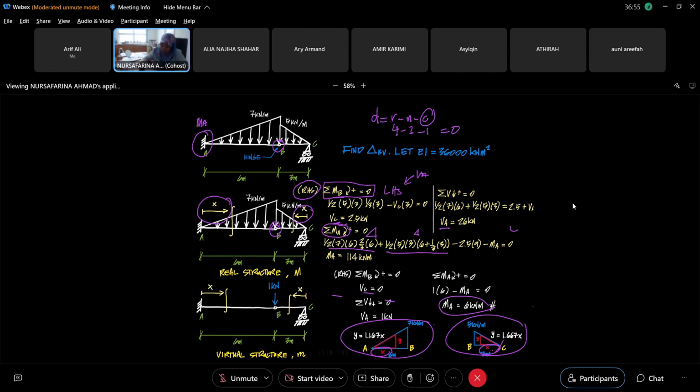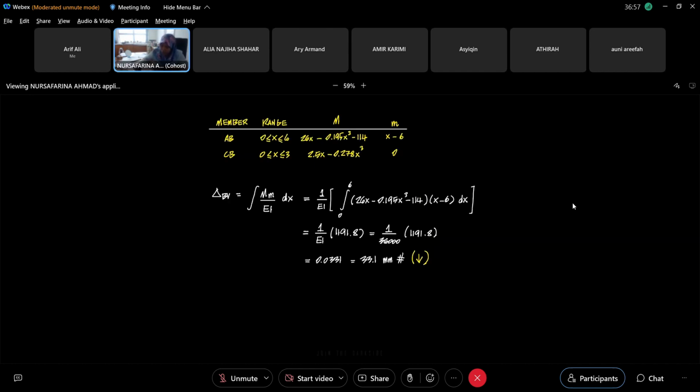So sama juga. You need to substitute into the equation sebab ada satu saja, because the another one is 0. So ada equation masukkan, you dapat 33.1. Cuba masukkan dalam calculator. Any question so far before I bagi soalan dan you kena buat?